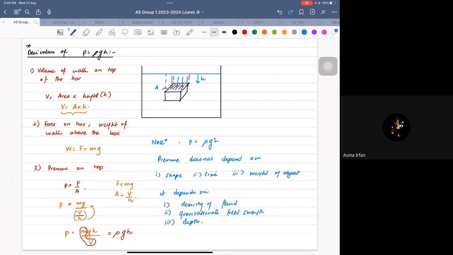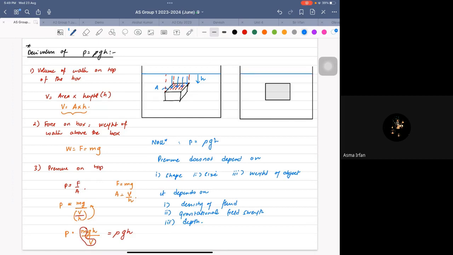Zain, you're 100% clear. Shazib, Abdullah, Farina, Asma. Yes, sir. Sir, can you explain the second point again? The force on the box thing. Okay, so basically, I'll make a 2D drawing. You see this is the thing, right? And this is basically the box in 2D, and the liquid is on the top.